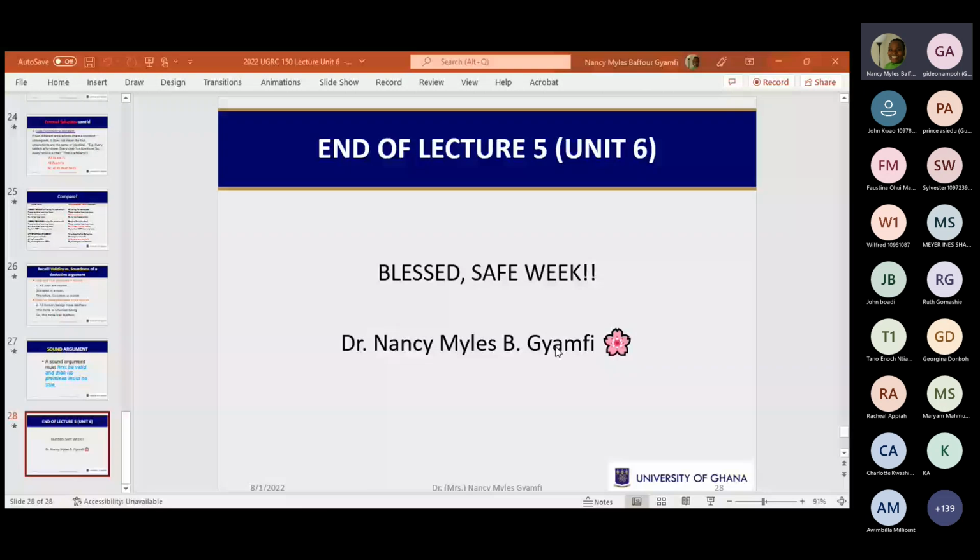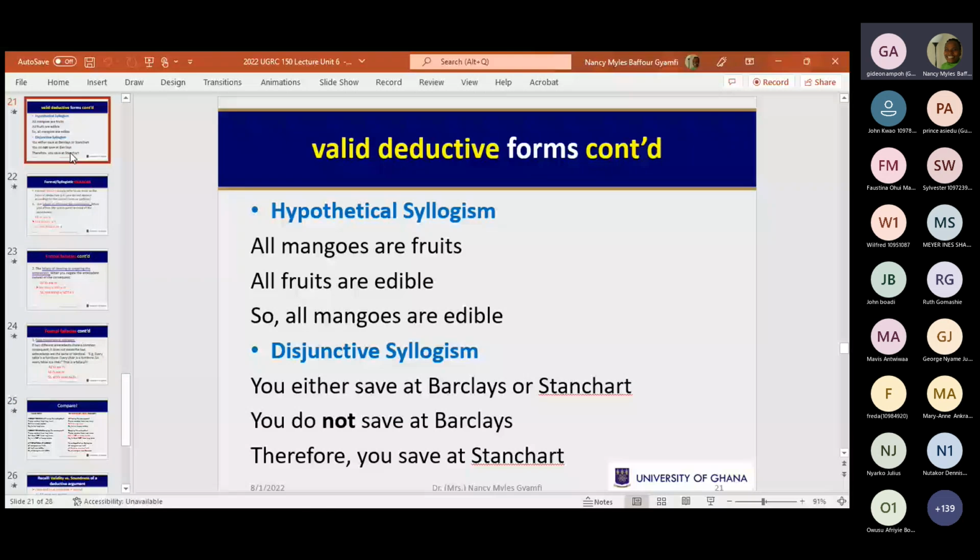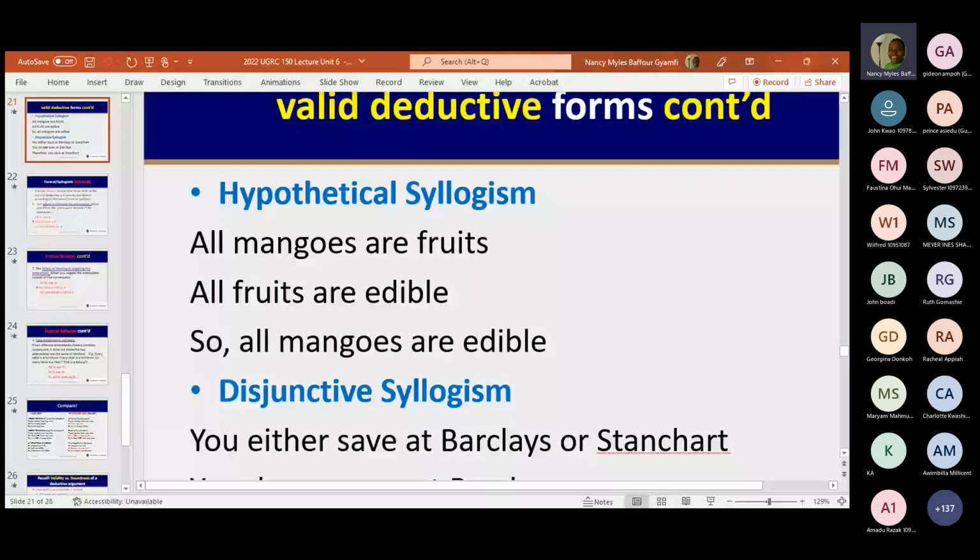Okay. Madam, please, in the hypothetical, in the format, it is all X are Y, all Y are Z. But in the conclusion, if you interchange it by saying that all Z are, it will not be valid because the antecedent is not the same as the consequent. You see that? This is it on your screen now. Like you want to say, if I said all mangoes are fruit, all fruits are edible. Therefore, all edible things are mangoes.